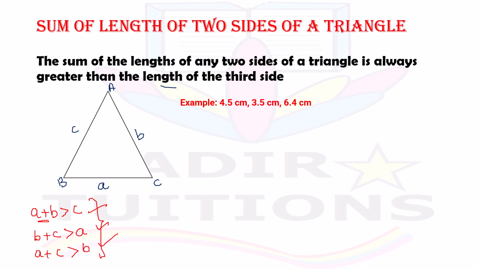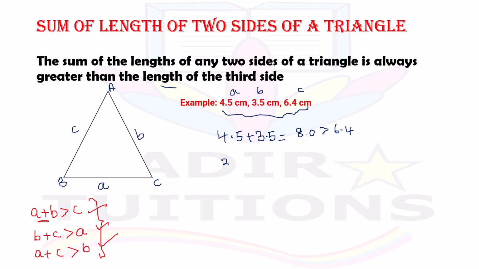So here I have given one example. We are going to check whether using these lengths, these measurements, I am able to make a triangle or not. This is the question. So just consider this as side a, side b and side c. First I am going to add a and b. So 4.5 plus 3.5, what is the answer? It's going to be 8.0, which is obviously greater than 6.4, the side c.